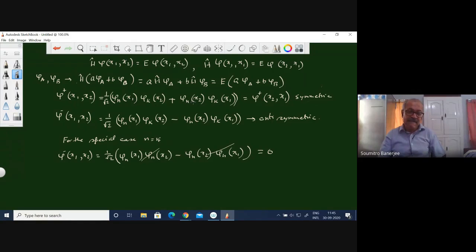And later I will come back to this, and you will see that this has profound implication in physical reality, because this is at the base of the Pauli exclusion principle. The particles that obey this equation cannot have the same state. This is at the base.